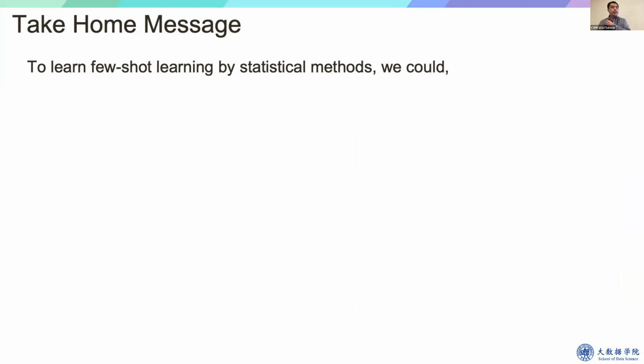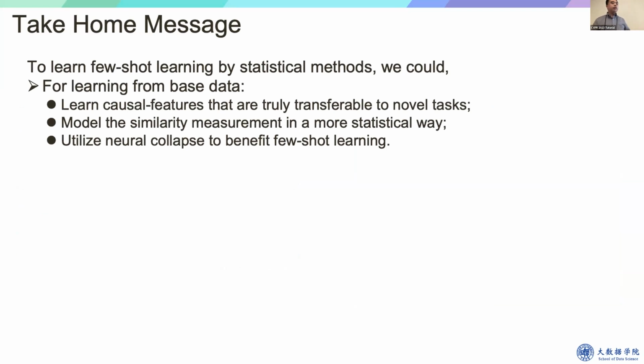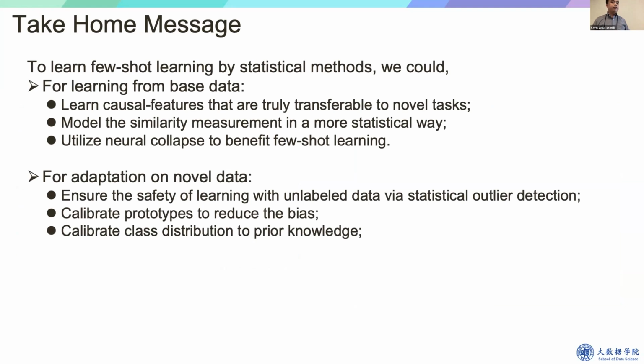Now the take-home message is to learn feature learning by statistical methods. For learning from base data, we can learn causal features that are truly transferable to novel tasks. We can model the similarity measurement in a more statistical way, and we can utilize neural collapse to benefit feature learning. And for adaptation on novel data, we can ensure the safety of learning with unlabeled data via statistical outlier detection, and we can calibrate prototypes to reduce the bias and calibrate the class distributions to prior knowledge.